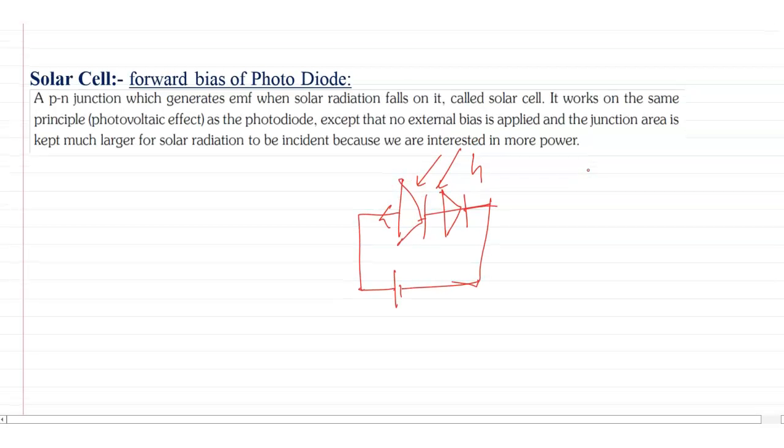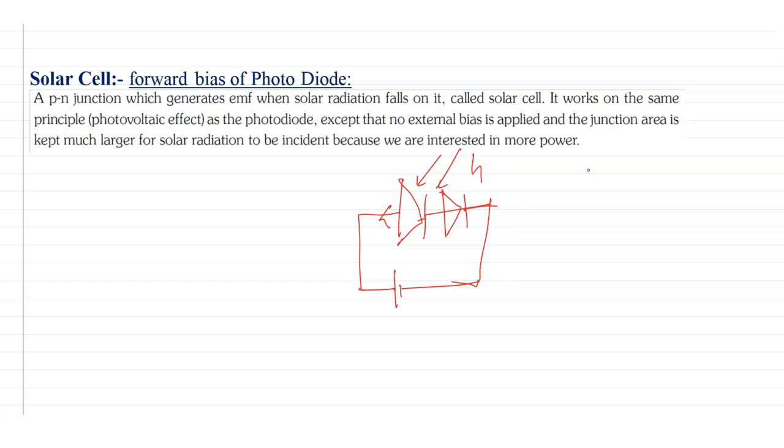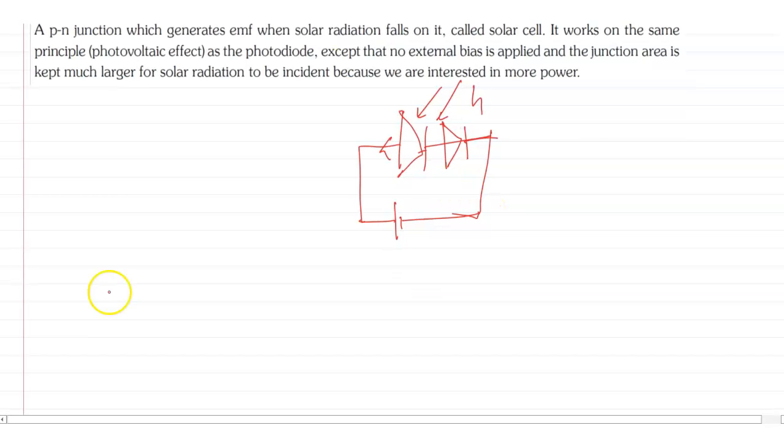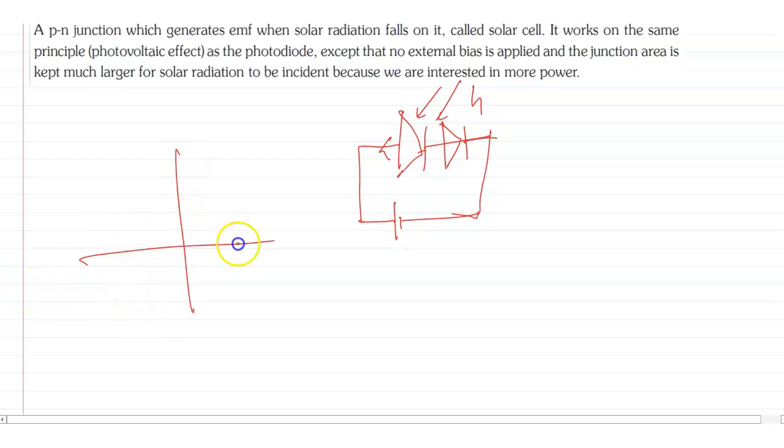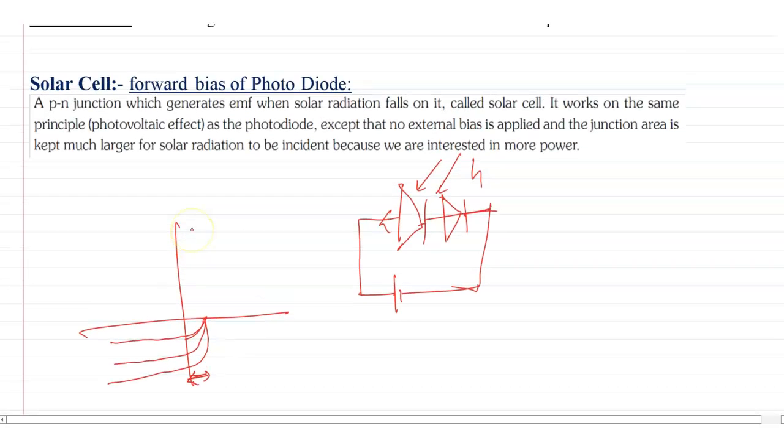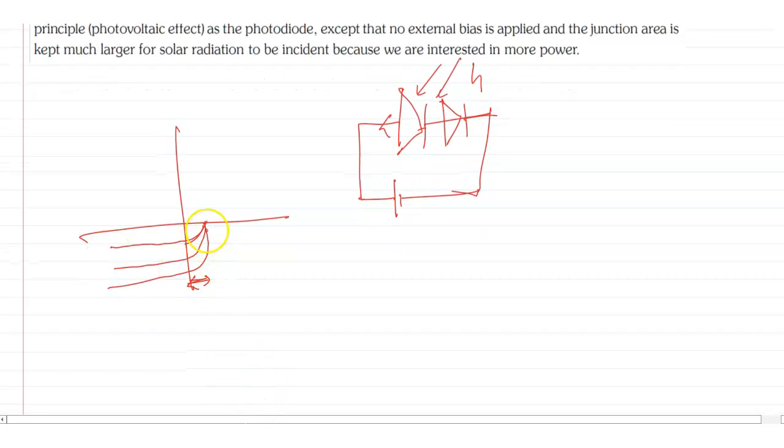Normally, our solar cell provides a voltage of about 15 to 18 volt to charge a 12 volt battery. That means a large number of diodes are connected in series so that they can produce 15 to 18 volt. For a solar cell, the characteristic curve will be like this, with a negative portion also there. You can draw it like this. This is the forward bias region, and forward bias of a photodiode is called a solar cell. This is the solar cell working principle.